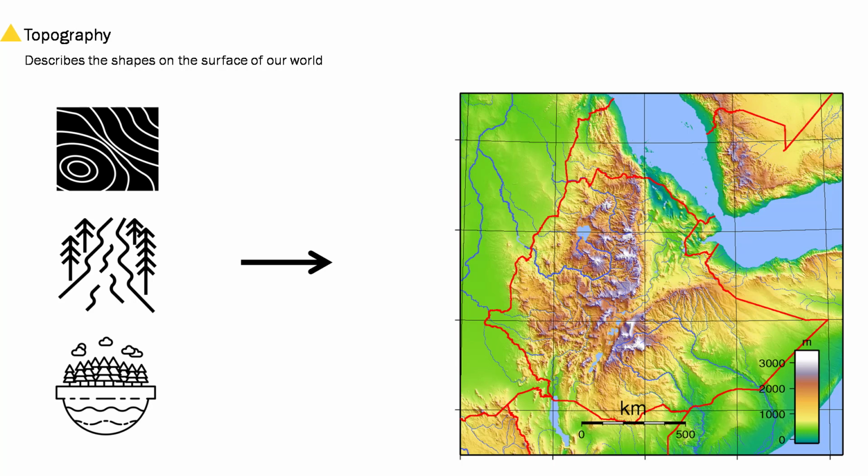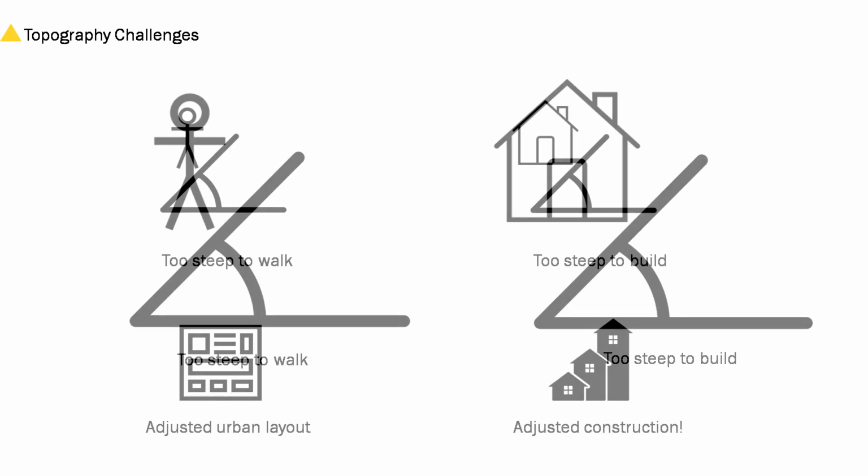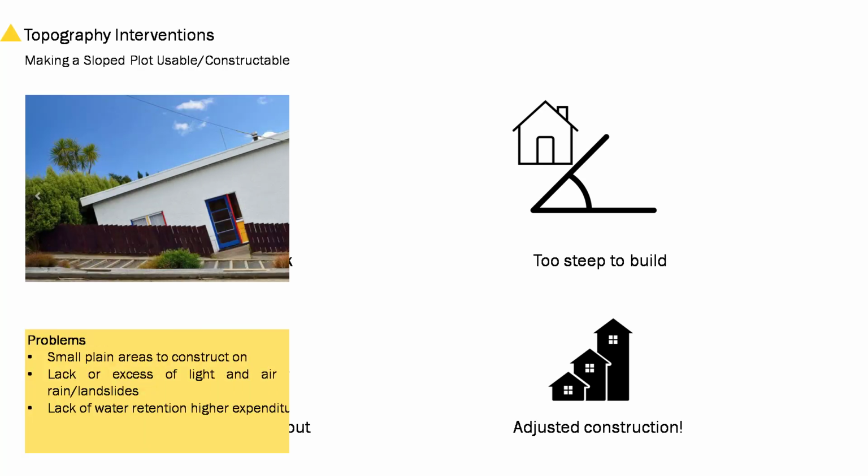A main factor about topography is the shape of the terrain, its orientation and its inclination. We experience them every day, walking up and down hill, but many slopes are simply too steep to walk straight up them. That usually means they're also too steep to construct on. As a result, the urban layout has to be adjusted to the circumstances, and on a smaller scale, the construction of the building has to be adjusted too.